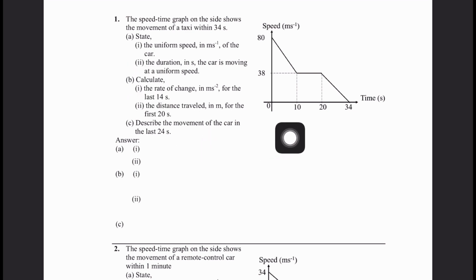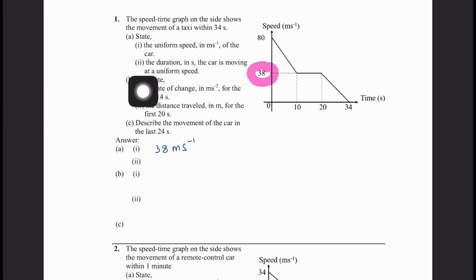So uniform speed. Dia nak uniform speed bukan dia nak tempoh. How many second does the taxi have uniform speed? Macam tu bukan. Dia nak uniform speed. So uniform speed, this is speed. This part is uniform, right? So uniform speed is ini 38. So the first answer is 38 meter per second.